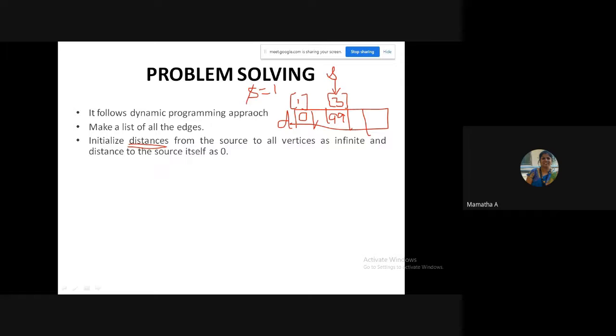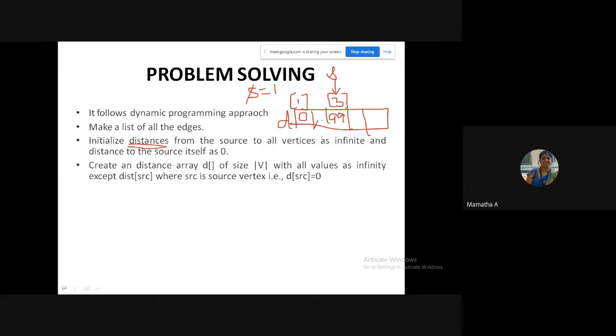D1 is 0. Source to source is D0, right? D1 is 0 and the rest all will be taken as infinite. So, I will take it as infinite, that is infinity. The rest all will be infinity. So, I will have to initialize it in this way.